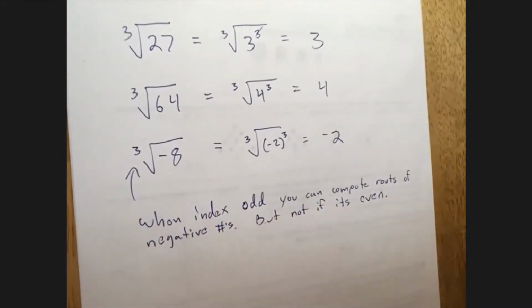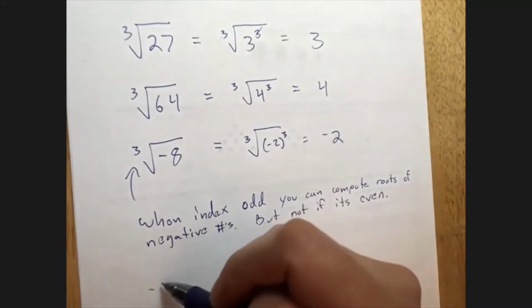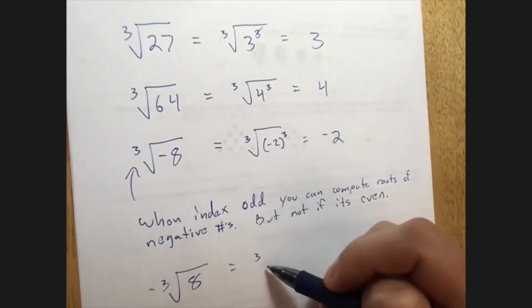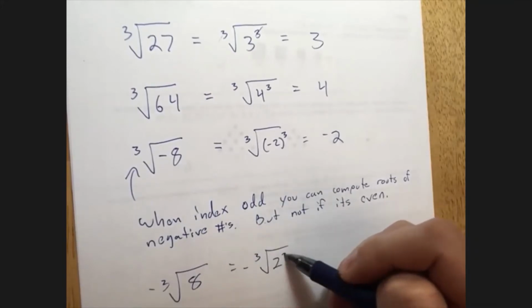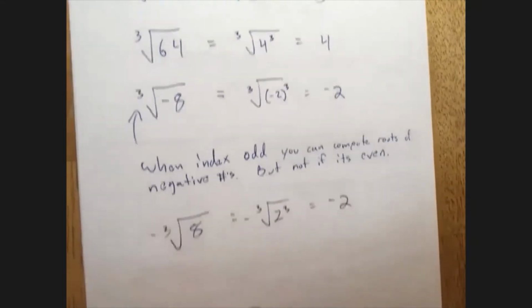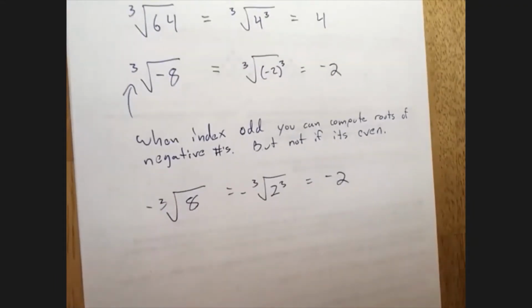All right, and for that reason, you can also do the negative cube root of 8, which ends up being the same thing, because it's the negative cube root of 2 cubed, and the cube root of 2 cubed is 2. That's also negative 2. So those actually give you the same answer in this case. So you can contrast to what happened with the square root.